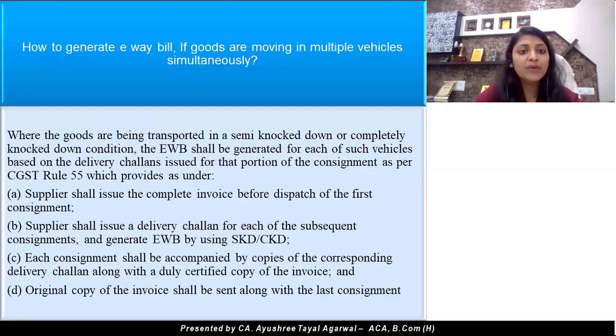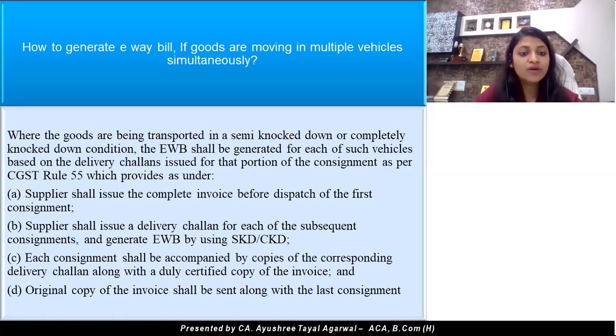How to generate the e-way bill if the goods are moving in multiple vehicles simultaneously? When the goods are being transported in a semi-knockdown or completely knockdown situation, the e-way bill shall be generated for each vehicle based on the delivery challan issued for that portion of the consignment, as per GST Rule 55, which provides as under.